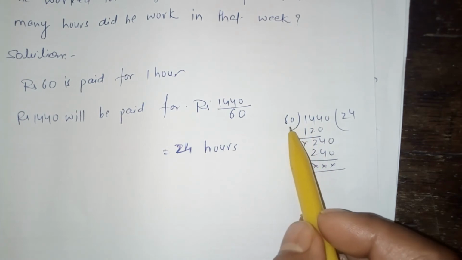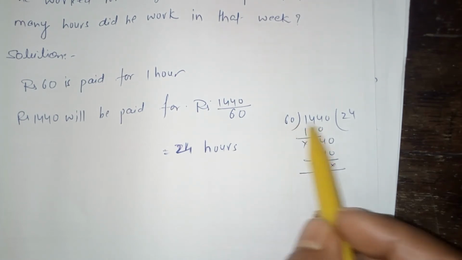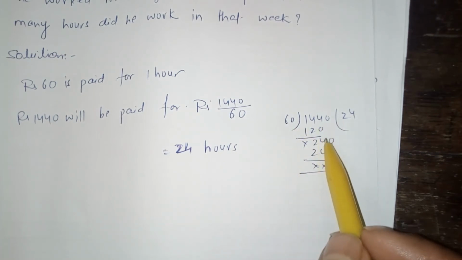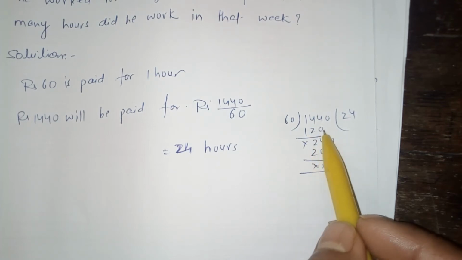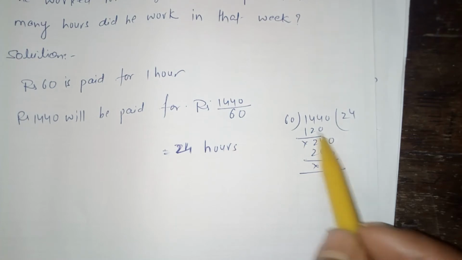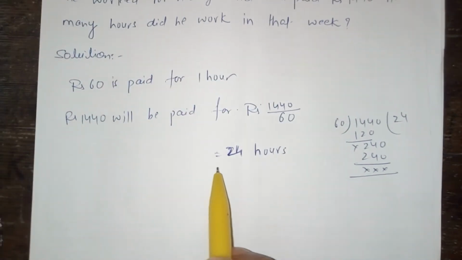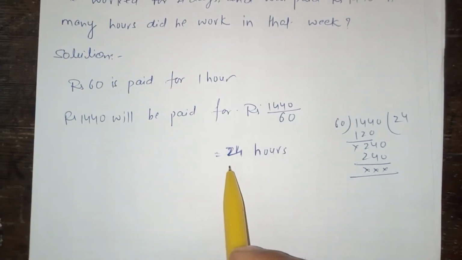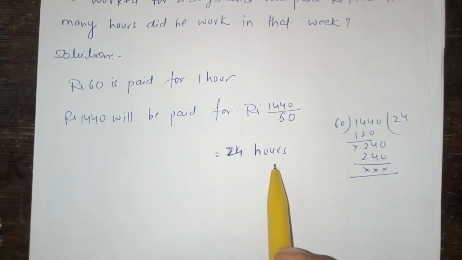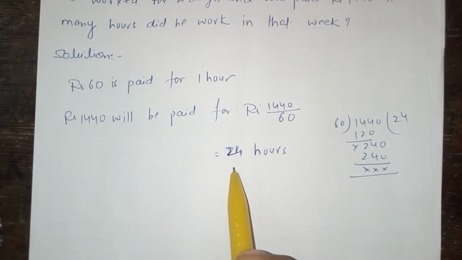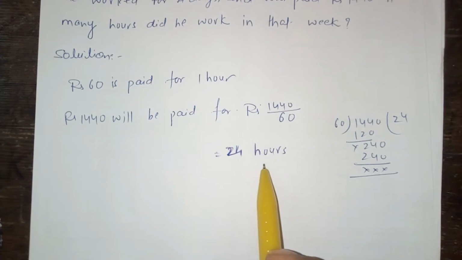1440 upon 60. This is 60 and this is 144. 60 twos are 120. 4 minus 0 is 4, 4 minus 2 is 2. We note down the next number, which is 0. So 60 fours are 240. Remainder is 0. The meaning is rupees 1440 will be paid to David for 24 hours. 24 hours is your required answer.